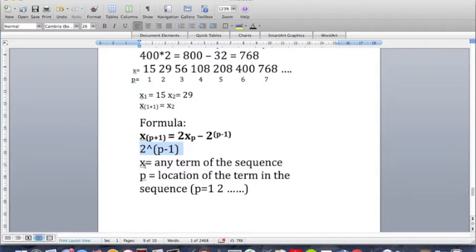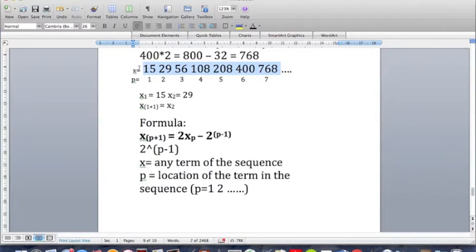Okay, so what is x? x is any term of the sequence. So here, just look at this. It could be 15, 29, 56, 760. It could be any of these terms. But how do we know which term to use in order to figure out the next term of the sequence?